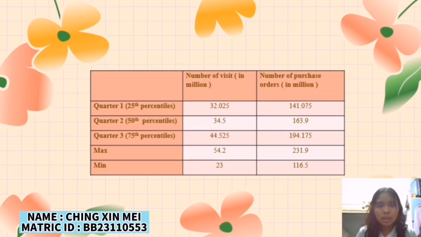of their visitors into customers. For example, websites with higher Q1, Q2, and Q3 for purchase orders may have implemented successful marketing strategies that not only attract visitors but also encourage them to make purchases. This could include persuasive product descriptions, special promotions, or a seamless user experience.